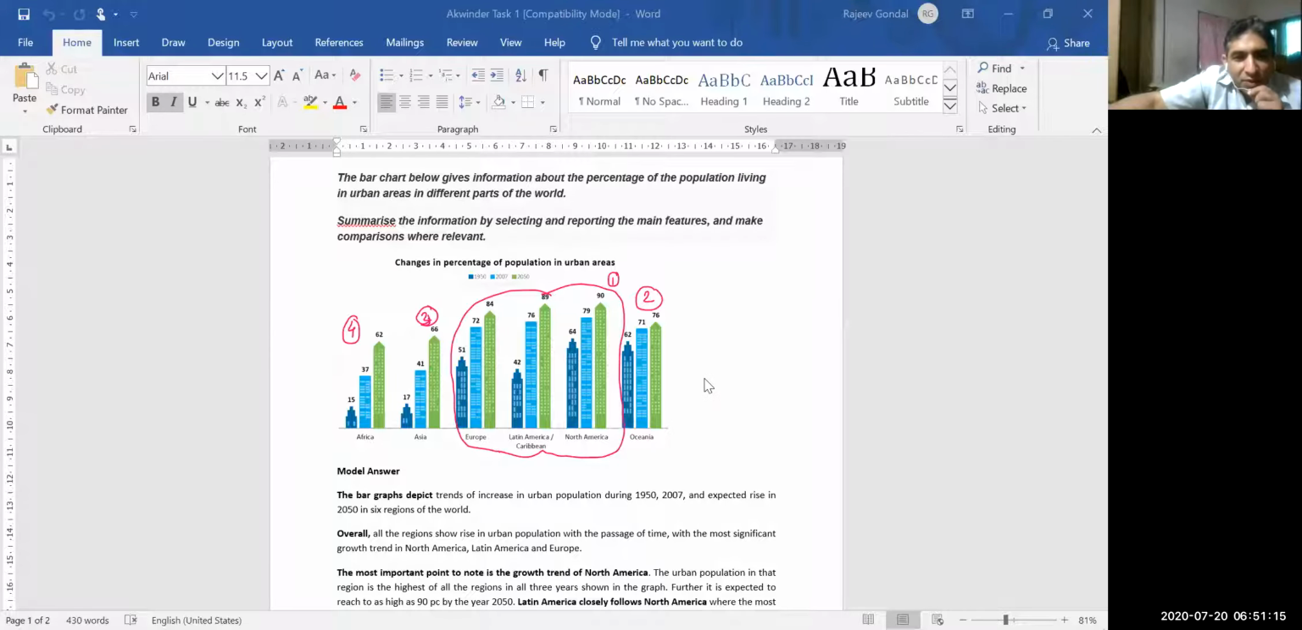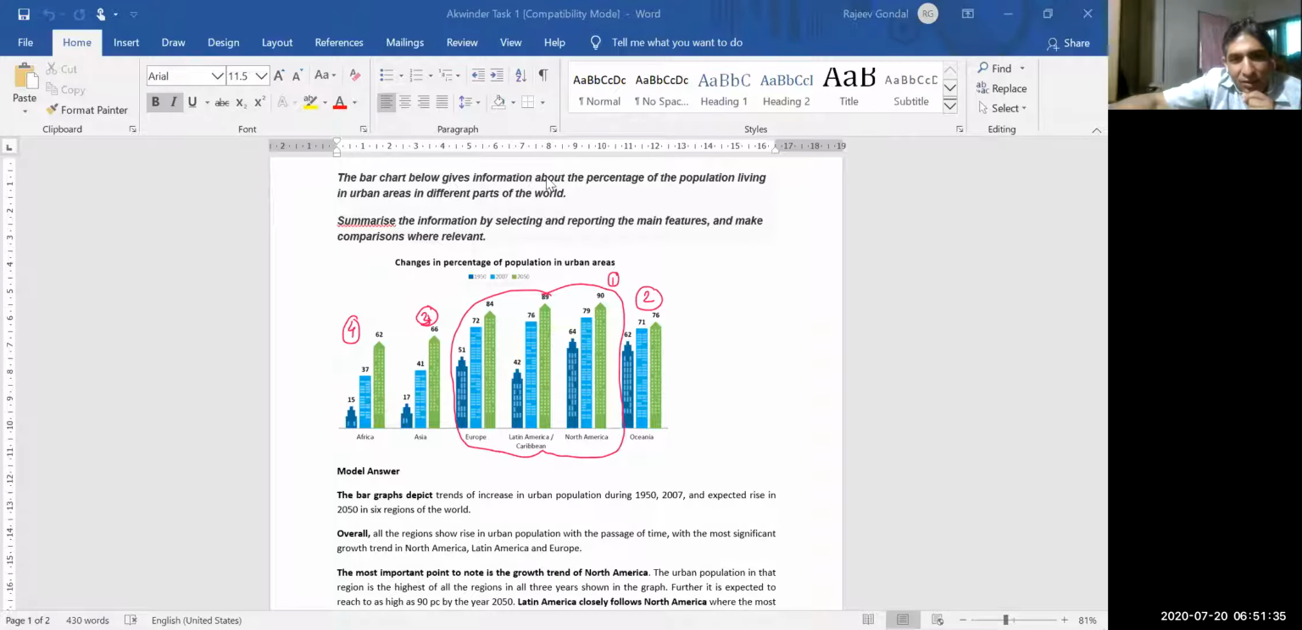In this session, we are going to discuss writing task one of the IELTS test. Here we have an example where we have the growth trends of urban populations in 6 different countries. Let me read the question quickly, and then we'll discuss the answer.